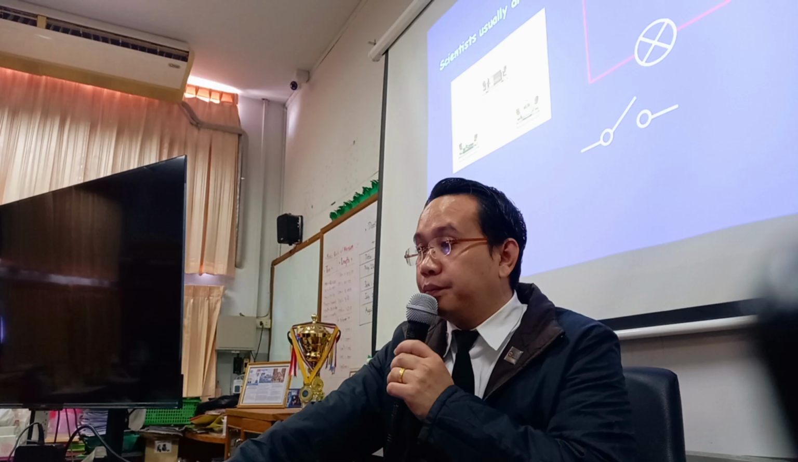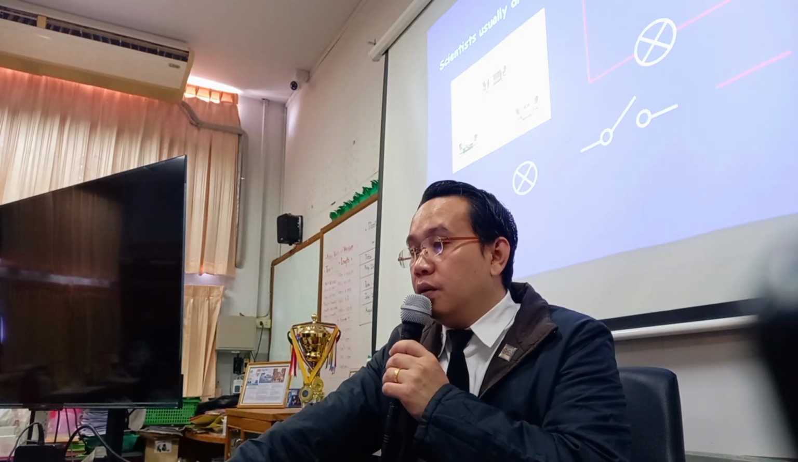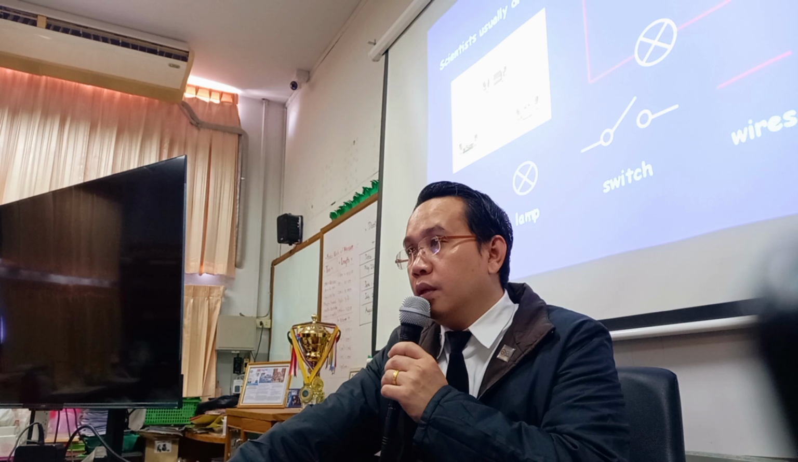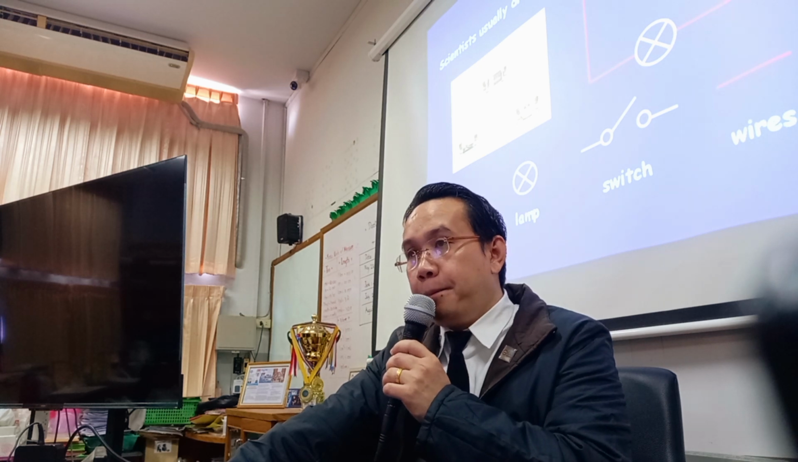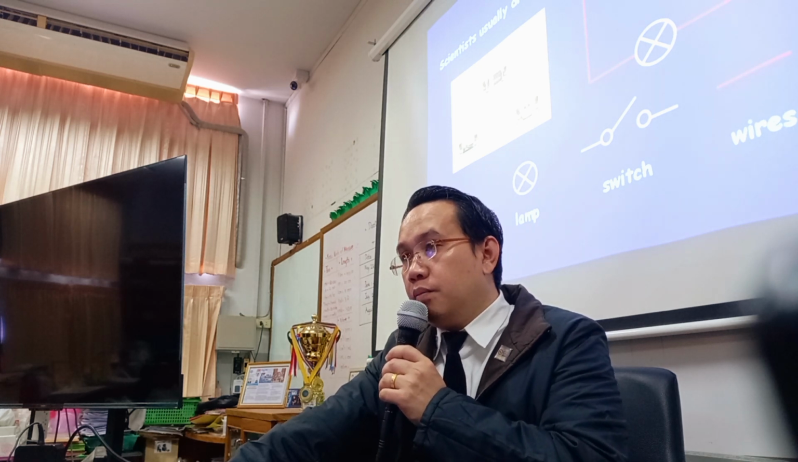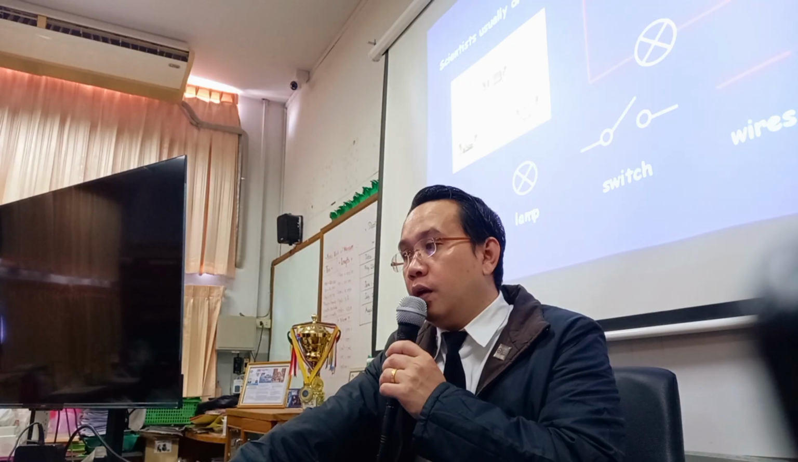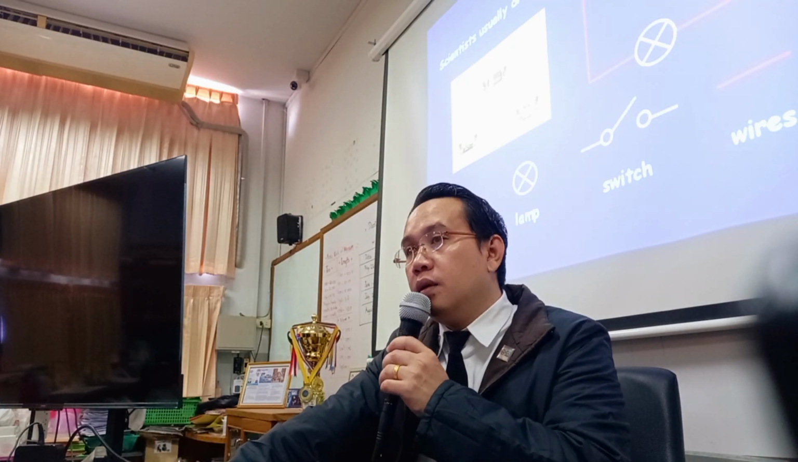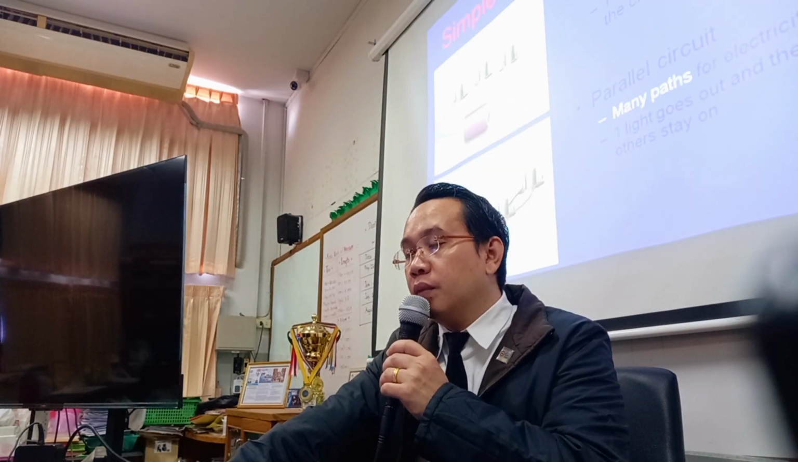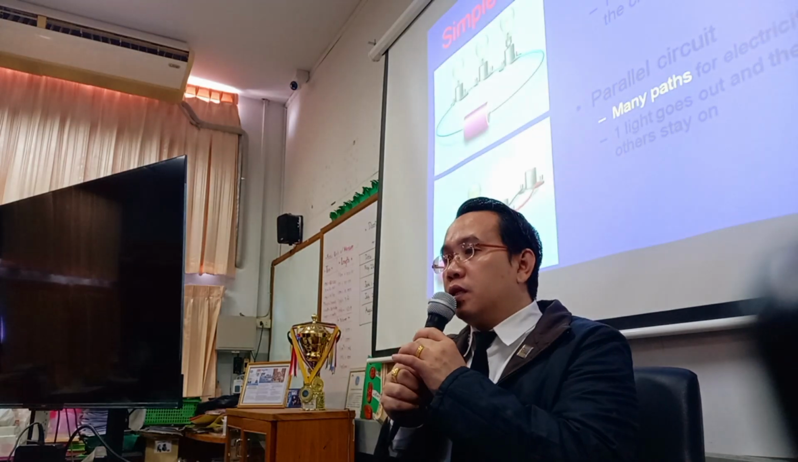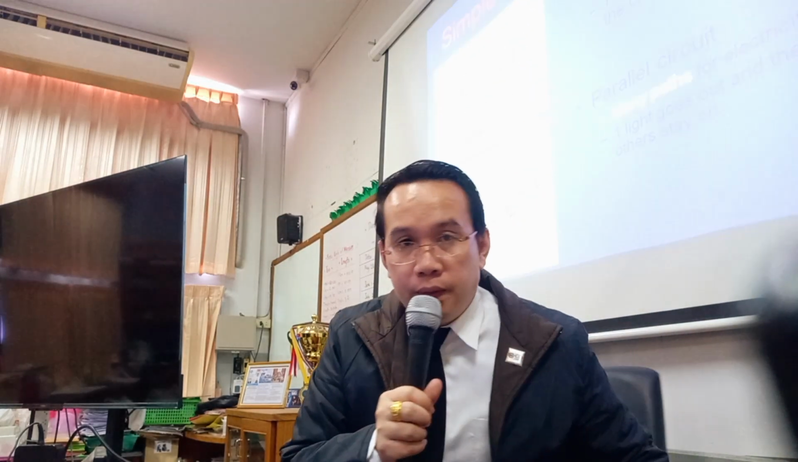You understand? So you have to remember these symbols. This is a cell or battery. Next one is a lamp. Then this is the symbol of a switch. Then the linear one is wires. Now let's talk about simple circuits.